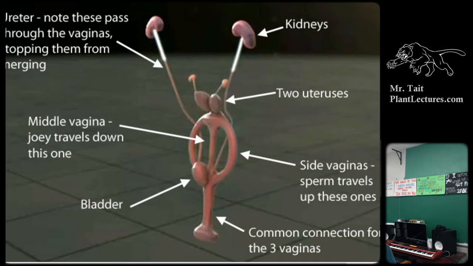If sperm tries to travel up here, it's not going to get into the uterus, and that's going to prevent any fertilization from occurring. And so you could have a species of kangaroo with a straight penis that wouldn't be able to reproduce with this particular kangaroo here, because it's got to hit one of these side vaginas, and in order to do that, it has to have the correct curvature, right? Like I said, it's a weird world.